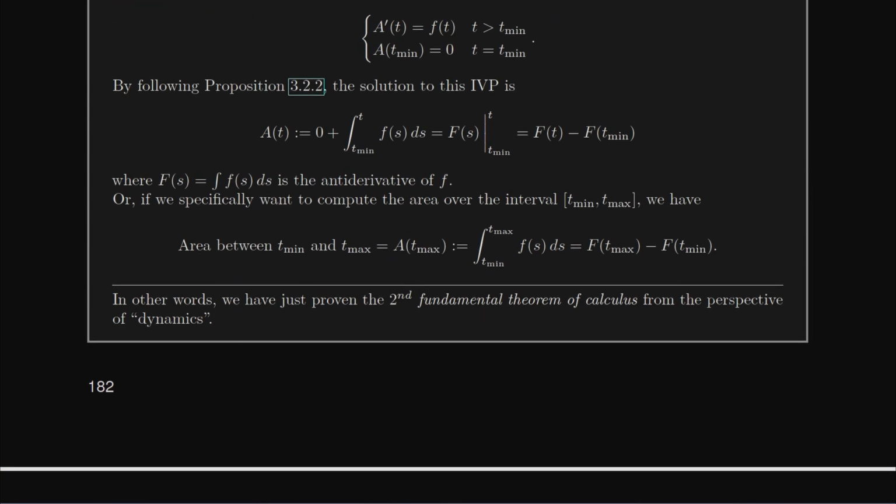And so that's what I've got down here as well. I'm just saying, once again, we start at 0, the change is equal to the height of the function. And so what does that solution look like? Well, it looks like the integral from t-min up to some future time t. Well, it's just going to be the antiderivative from t-min up to t, or as we all know and love, capital F of t minus capital F of t-min. And so we've just proven the second fundamental theorem of calculus, thinking about this in terms of dynamics. Very, very cool to think about it that way.